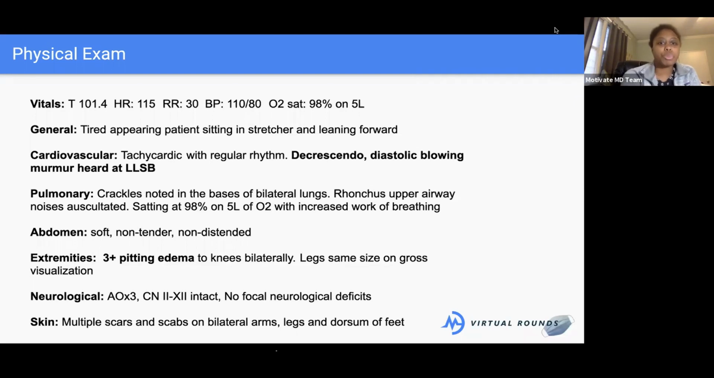His extremities, he had 3+ pitting edema up to his knees bilaterally. His legs seemed like they were the same size to me on gross visualization, so not one leg seemed bigger than the other. And then he also had a negative Homans sign.